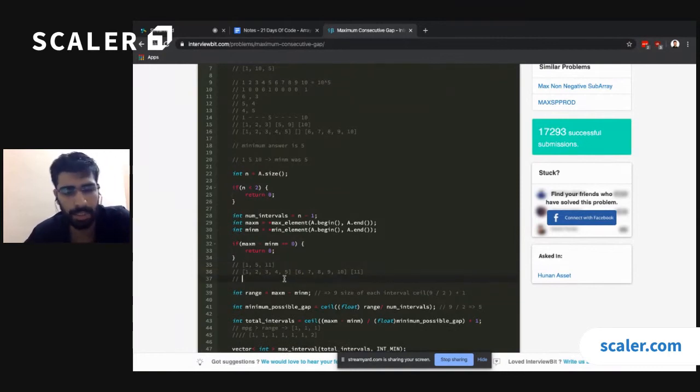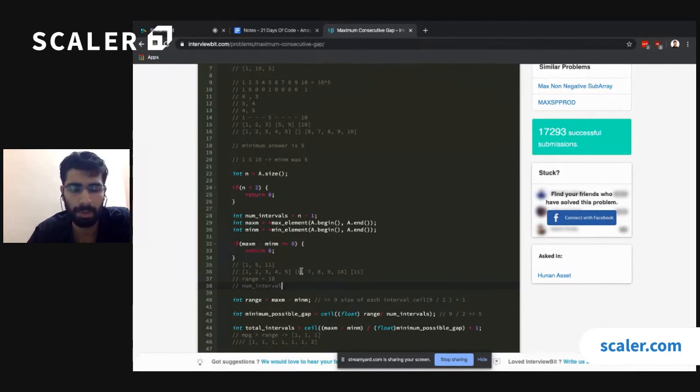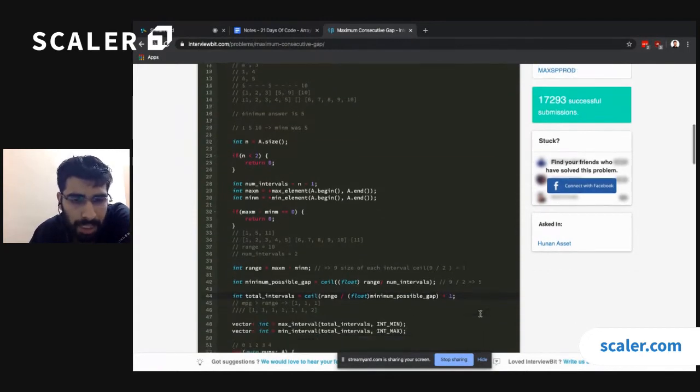We see that range is going to be 10. In that case, range by number of intervals, where number of intervals will be 2, this answer will be 5, the minimum possible gap, which is perfectly fine. Then my total intervals will come out to be maximum minus minimum, which is 10, which is also the range. So ceil of range by minimum possible gap, which will be 5. So range is 10 by 5, which is 2, plus 1 should be there. Yes, definitely plus 1 should be here, because there are 3 intervals in this case.